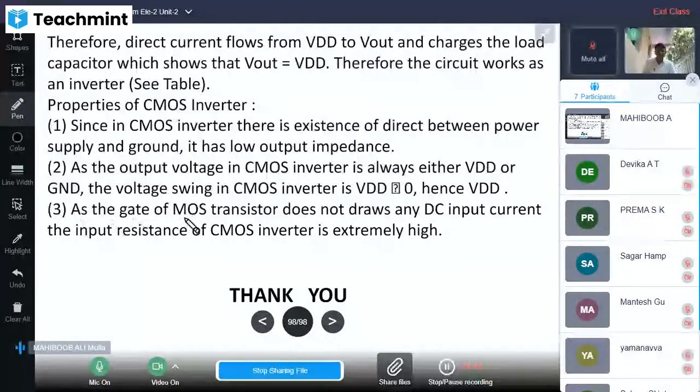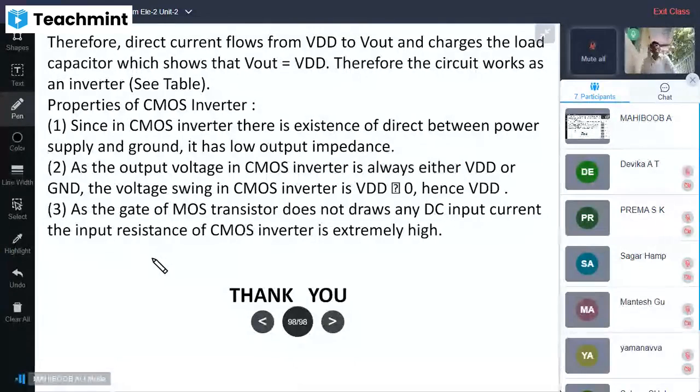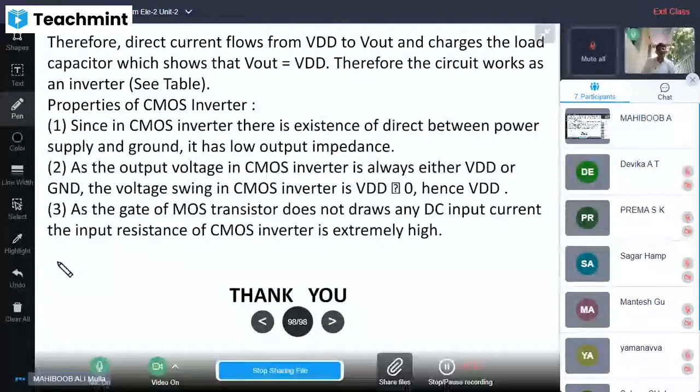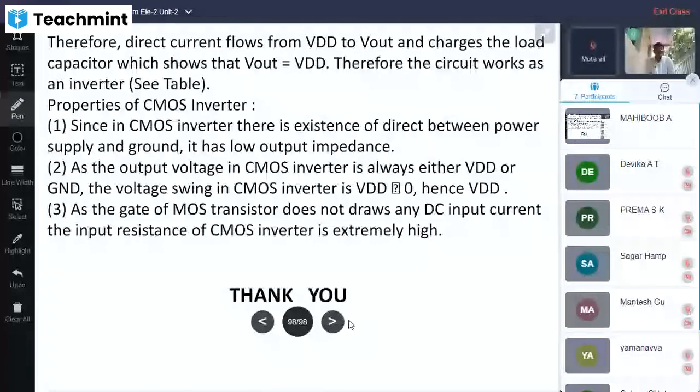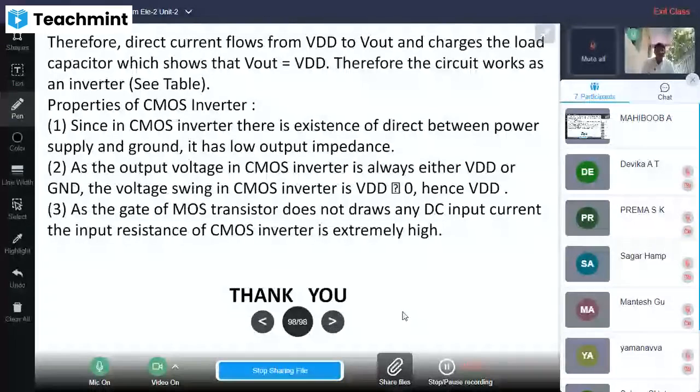As the gate of a CMOS transistor does not draw any DC input current, the input resistance of the CMOS inverter is extremely high. So we need high input impedance and low output impedance in all electronic circuits for impedance matching. So this completes in all respects the Boolean algebra and logic families. Have any doubts you can ask?